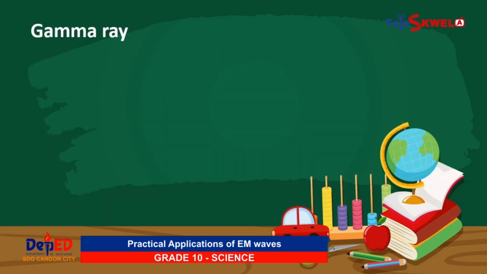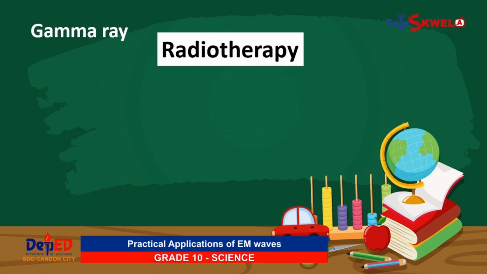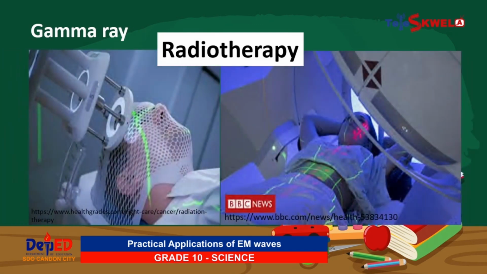Lastly, gamma ray. It is the most dangerous type of electromagnetic wave. Gamma rays are so strong that they can kill living cells, but they can be used to treat cancer through a process called radiotherapy. Gamma ray is also used to sterilize surgical instruments and drinking water.